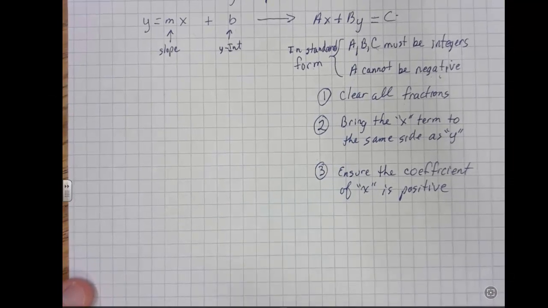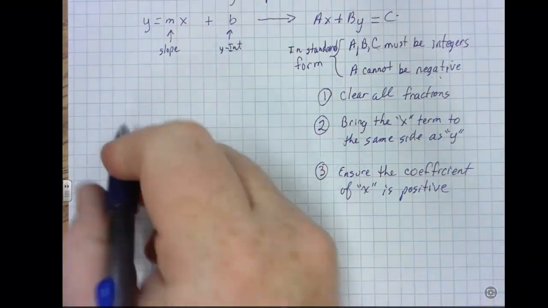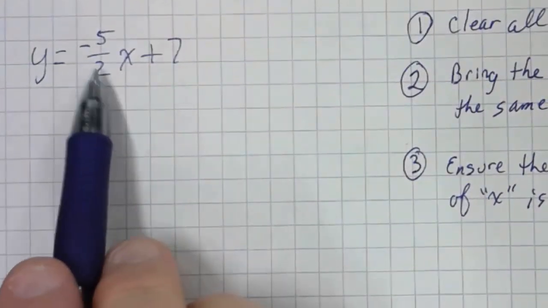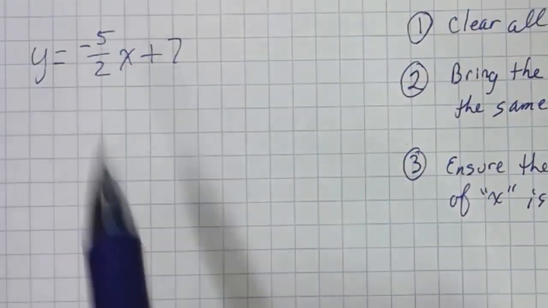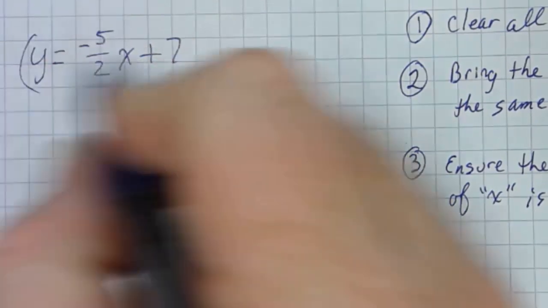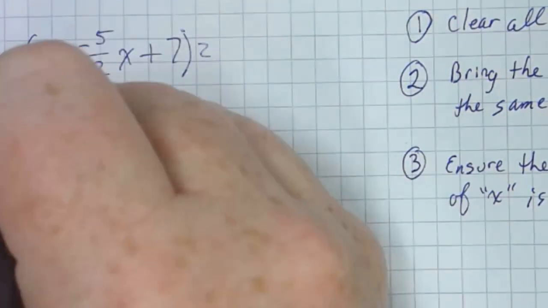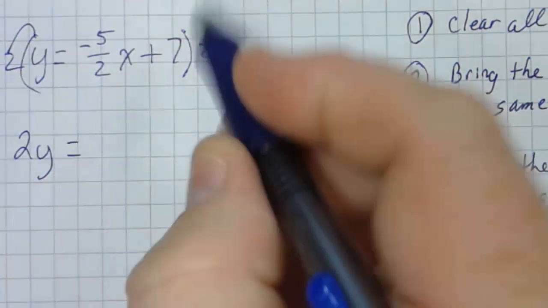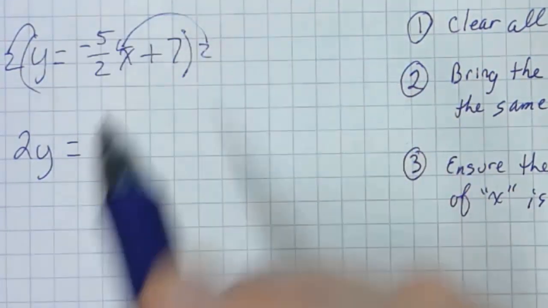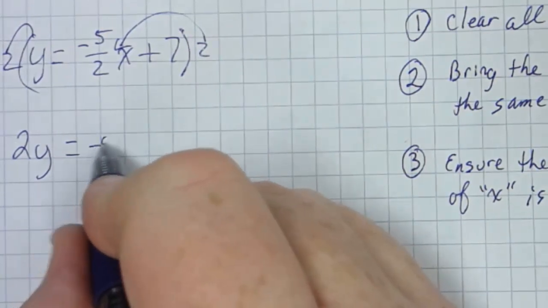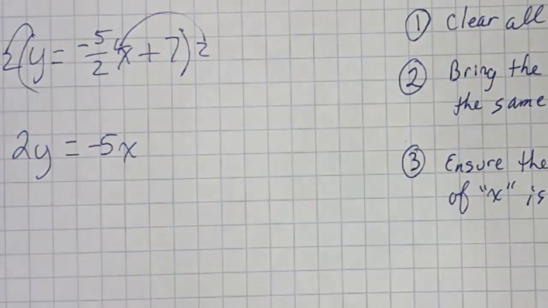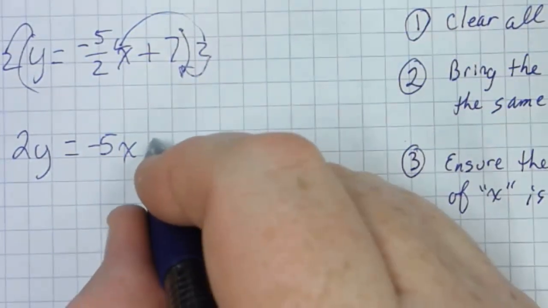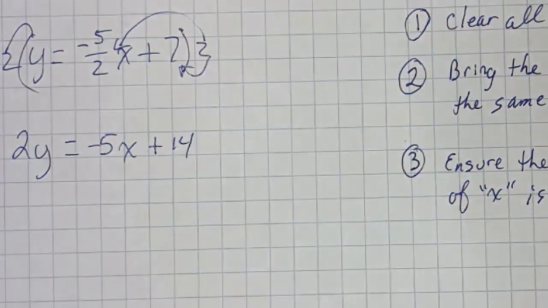Now I'm just going to make up these equations, but I am going to make them up all in slope-intercept form. So step 1, I want to clear all my fractions. Well, my denominator is a 2. So what that means is I have to multiply everything in this problem by 2. So 2 times y will give me 2y. 2 times negative 5 halves will give me negative 5, and then the x comes along. And then the 2 times the positive 7 would give me a positive 14.